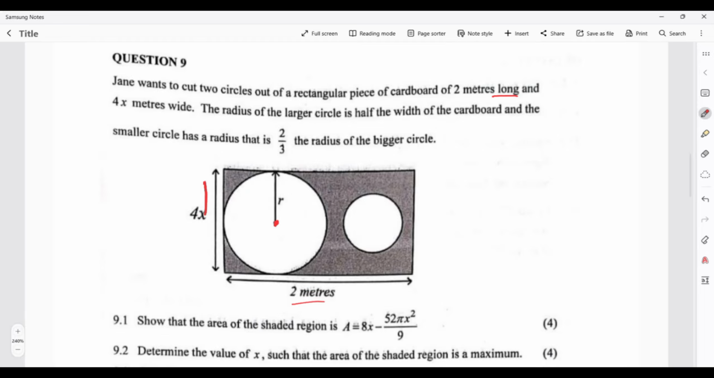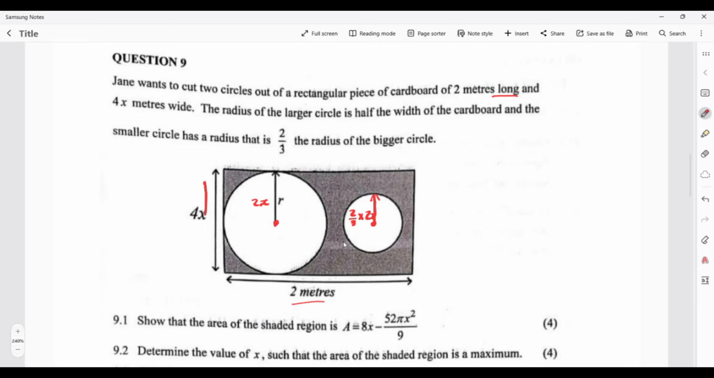The radius of the larger circle, which is this one, is half of the width. So which means this is actually 2x. Okay, fine. And then they further said that it is half the width of the cardboard. And the smaller circle has a radius which is 2/3 the radius of the bigger circle. So the radius of that one is actually 2/3 of what? Of 2x. This is what they mean, 2/3 of 2x.